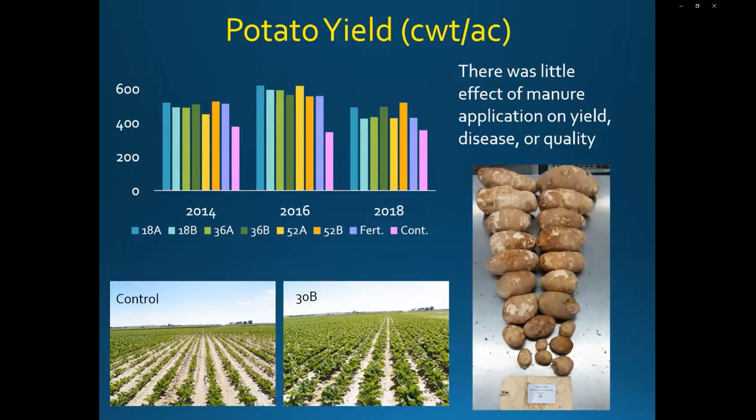The one thing that we did see is that for the higher manure application rates, you did see a little bit lower specific gravity, which could be a concern. But these were not so dramatic that they were a huge concern for us during the project.